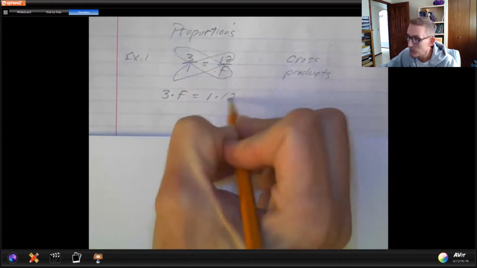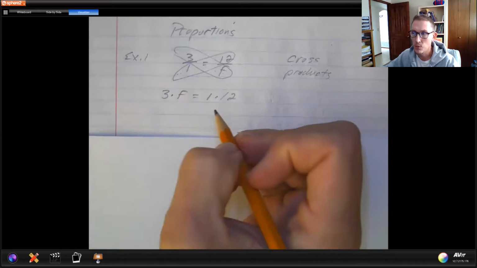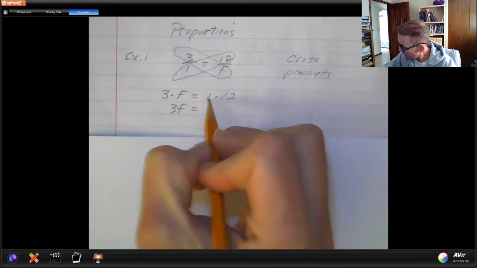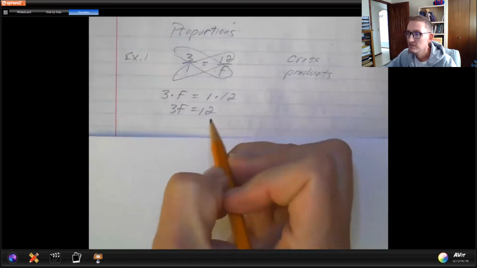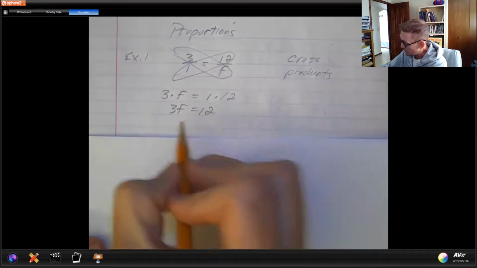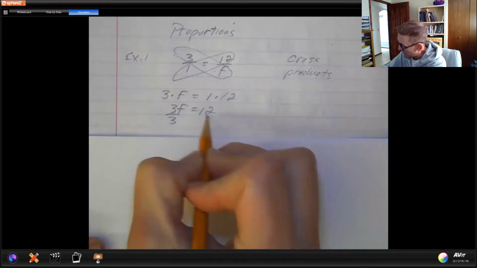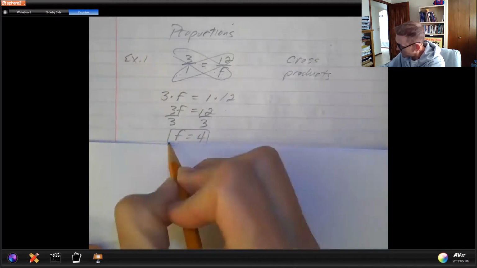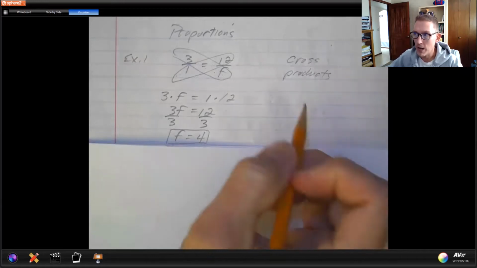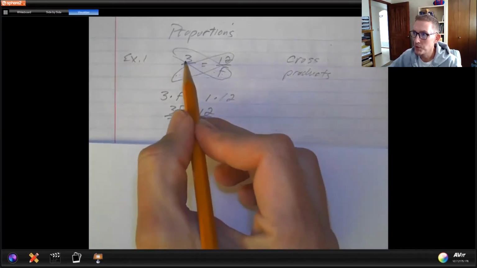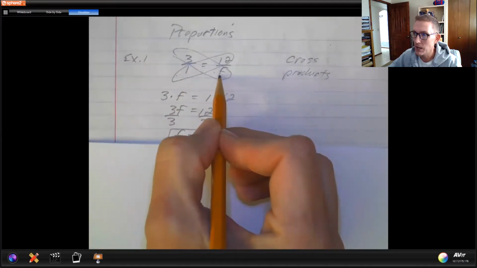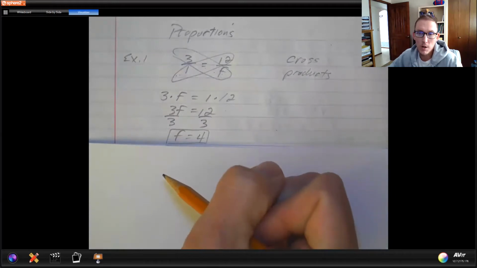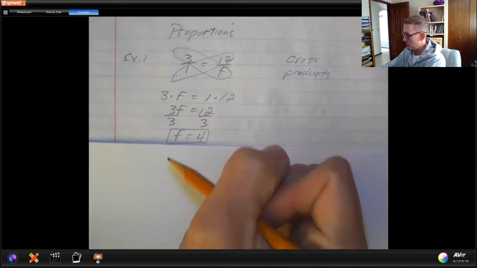Now I exaggerated the work here a little bit, and you don't really have to do that. 3 times f is 3f, and 1 times 12 is 12. And now I'm just going to solve this basic equation. And so I'm going to divide both sides by 3, and f equals 4. So to solve a proportion, I have two fractions equal to each other, and we're just going to multiply diagonal across that equal sign and then solve a basic equation for the variable. Now, as these things get more complex, you'll just use more of your solving equation skills.